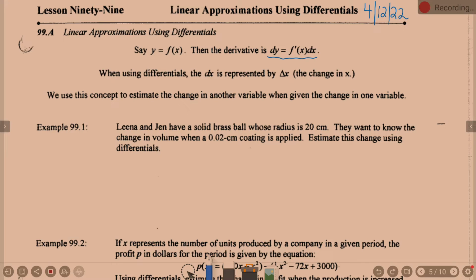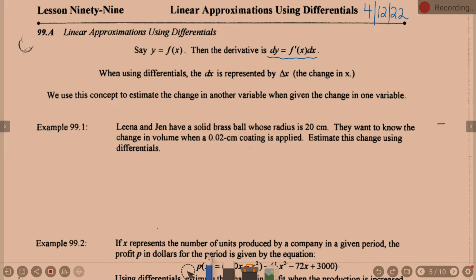So let's look at example 1. Lena and Jen have a solid brass ball whose radius is 20 centimeters. They want to know the change in volume when a 200 centimeter coating is applied. Estimate this change using differentials.